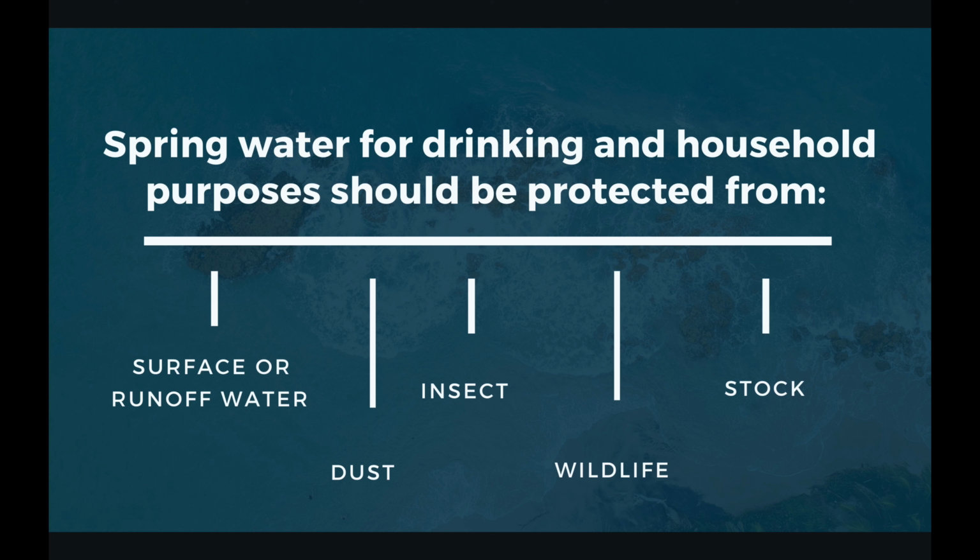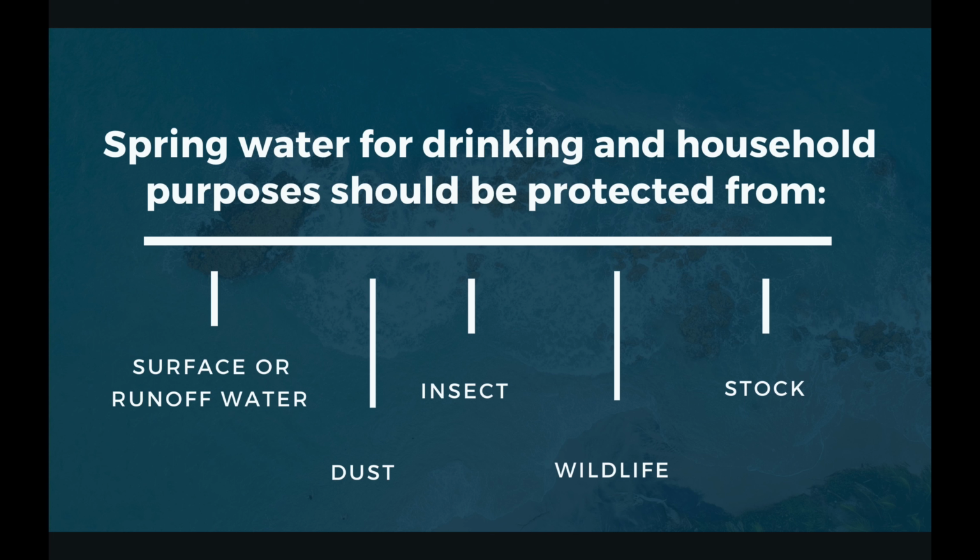Sunod ay alikabok or dust. Next is insects, wildlife, and stock. Itong mga bagay na ito, syempre ayaw natin may halo sa ating mga iniinom. Kasi pwede tayong makakuha ng sakit na cholera, pwedeng diarrhea, dysentery.